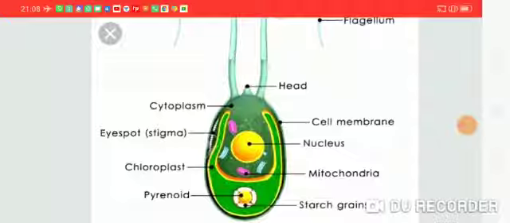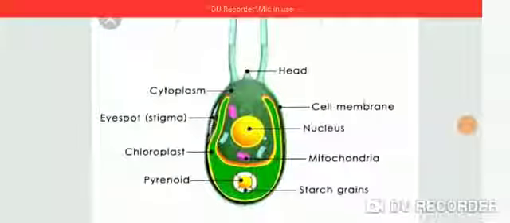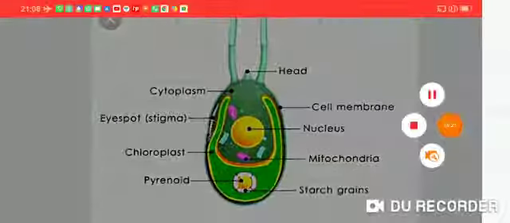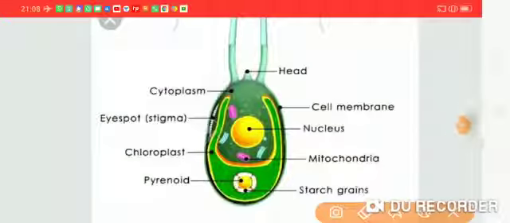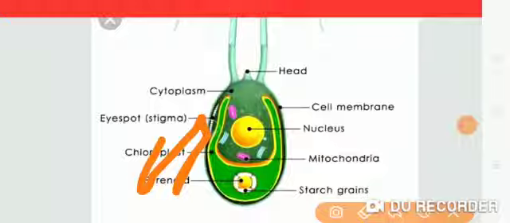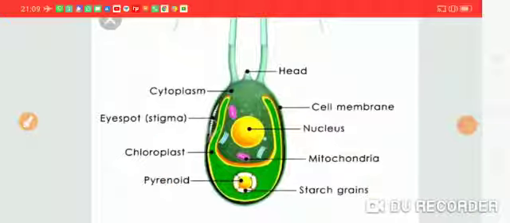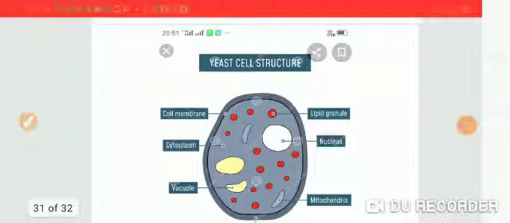Its color is also green. Why? Due to the presence of the chloroplast in this cell. Clear? As you can see in this also, chloroplast is present, and due to this chloroplast, the color of this one is green color. Clear? Next one, or the last organism, is the yeast cell.